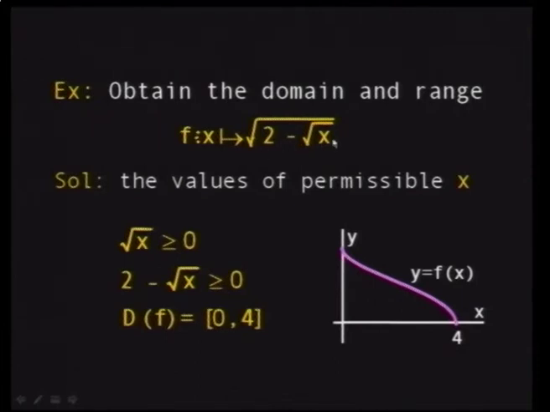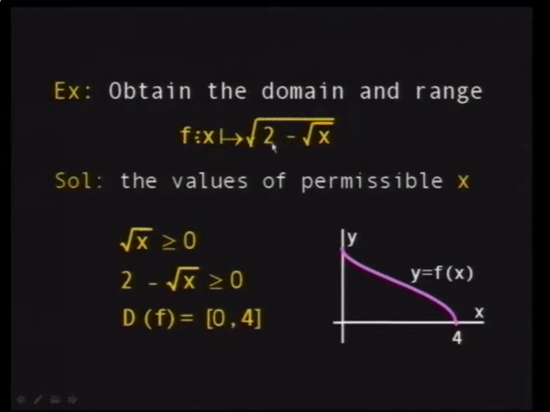And again, 2 minus the square root of x must also be positive. Why? Because it's under the outer square root. So 2 minus the square root of x is positive, which means that x lies from 0 to 4. It's greater than or equal to 0 and less than or equal to 4. So the domain of the function is the closed interval from 0 to 4.